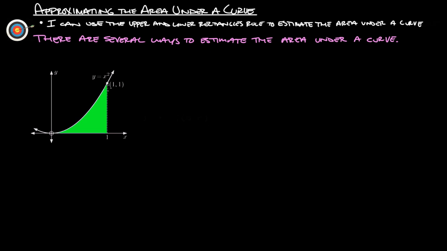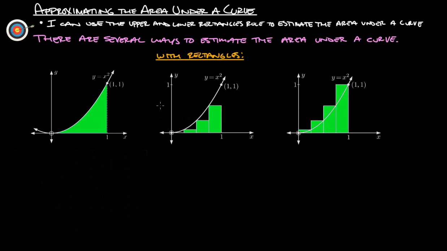Here, the green is what we're looking for. We're trying to figure out how much area this is, and we've got this curved graph here. One way we can do that is with rectangles, and that's what we're going to look at in this first video. In the second video, we're going to look at how to do it with trapezoids.